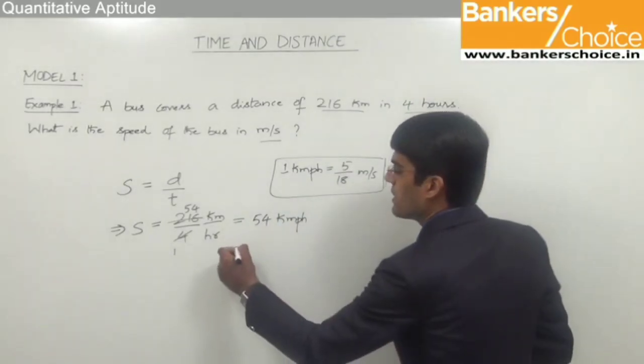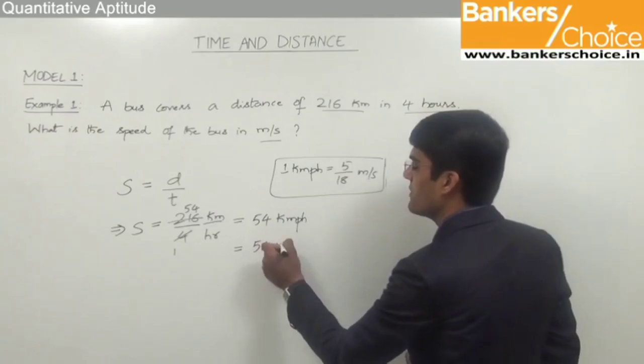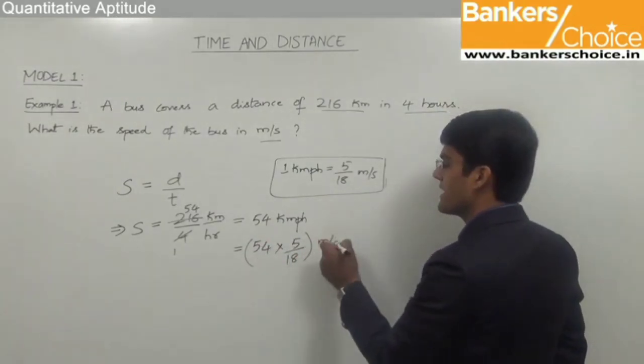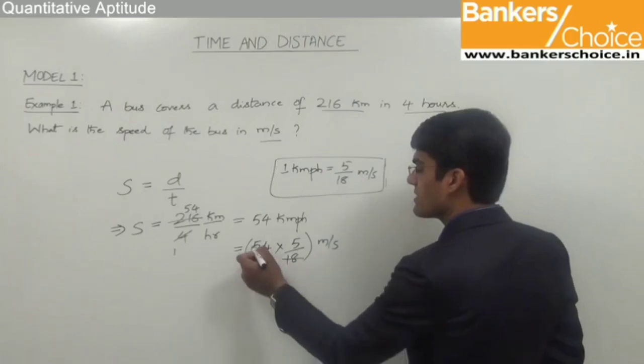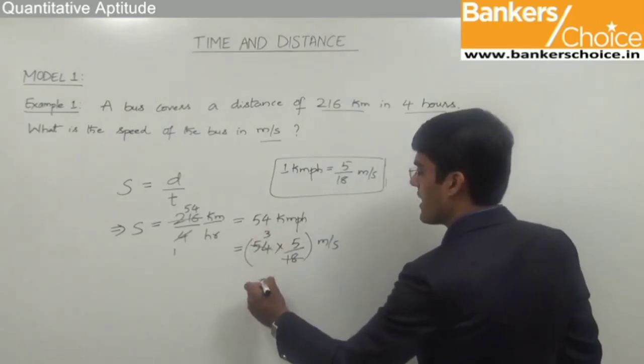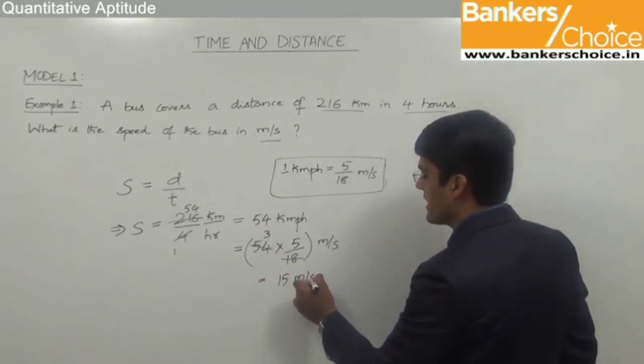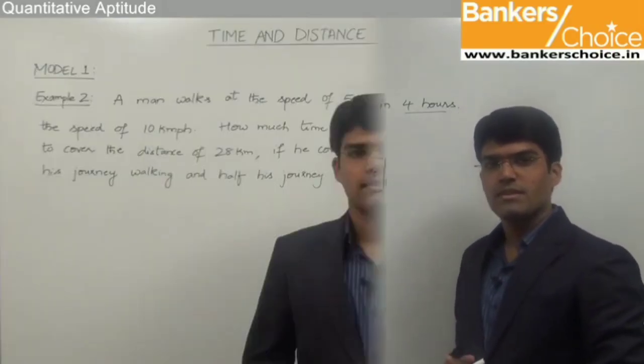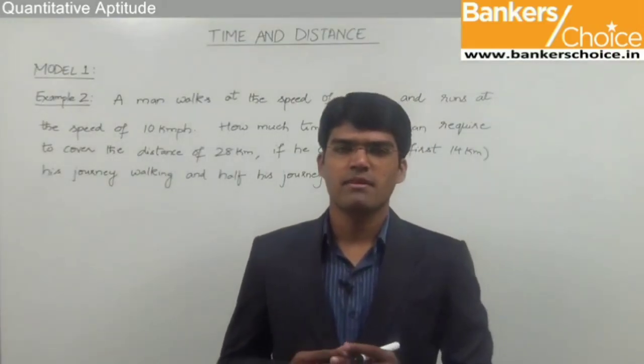So this 54 kilometers per hour can be taken as 54 into 5 by 18 meters per second. Now 18 here goes 3 times. So 3 into 5 is 15 meters per second. So the answer for this question will be 15 meters per second. Let us now take another example from model 1.